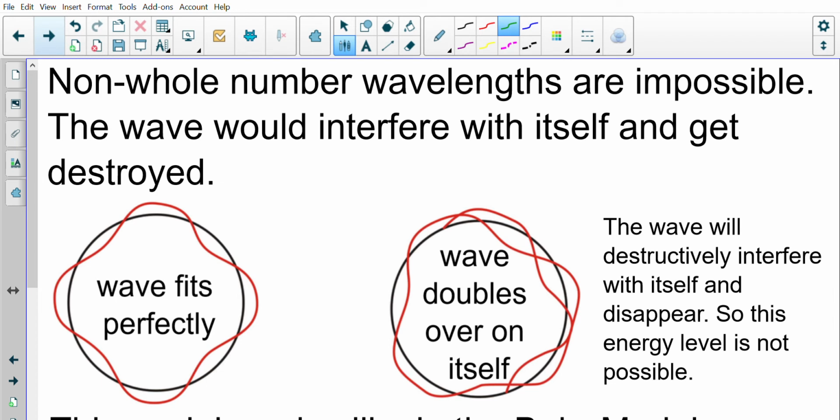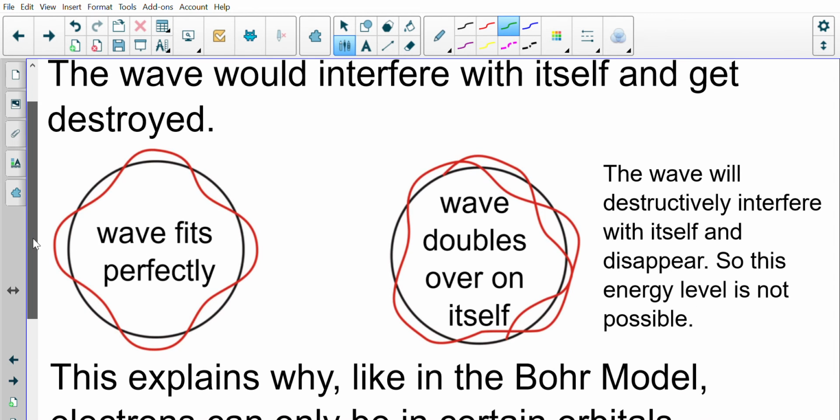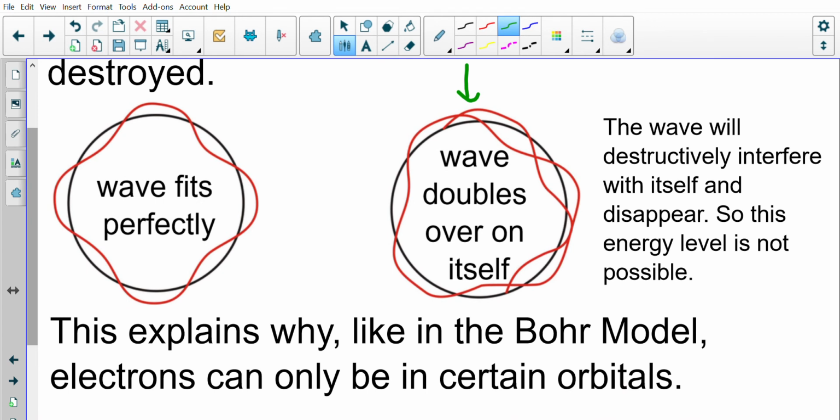So this is kind of what I said already. So non-whole number wavelengths are impossible. The wave would interfere with itself and get destroyed. So here we have a picture of one situation where the wave fits perfectly, and then we have another situation where the wave doubles over on itself. And as I tried to say earlier, the wave will destructively interfere with itself and disappear. So this energy level here is not possible. And so as I was saying, this explains why, like in the Bohr model, electrons can only be in certain allowed orbitals.